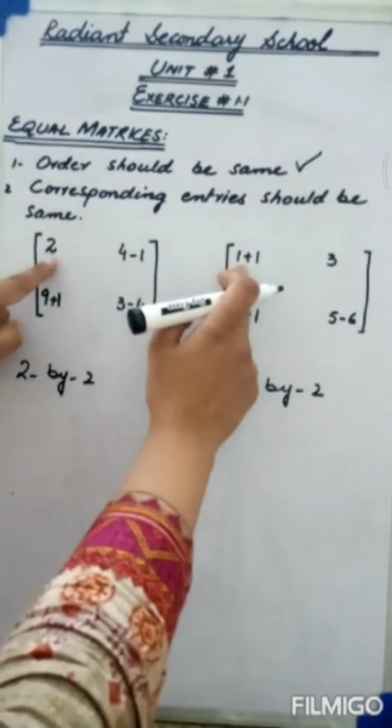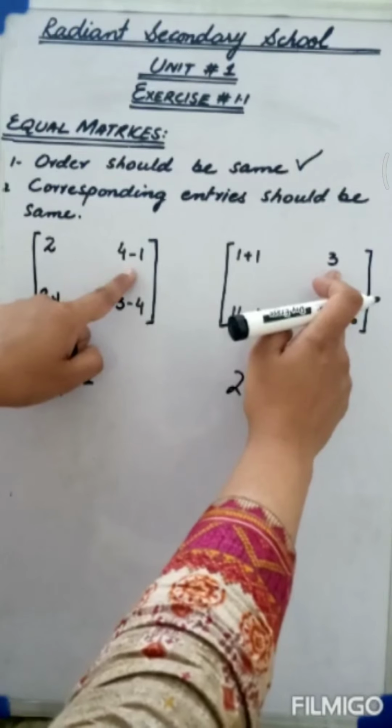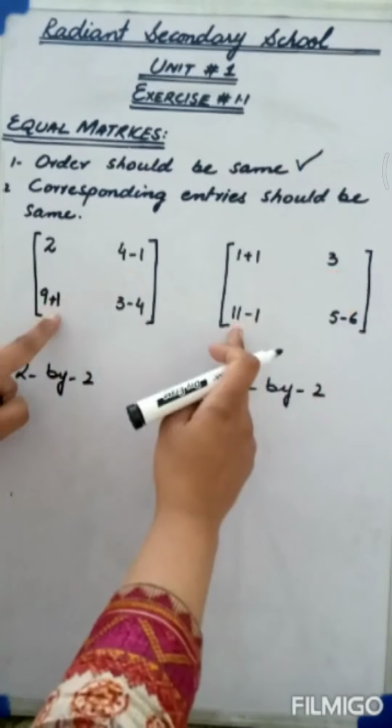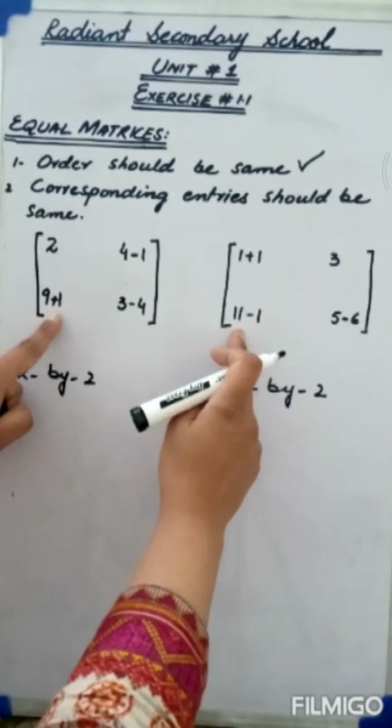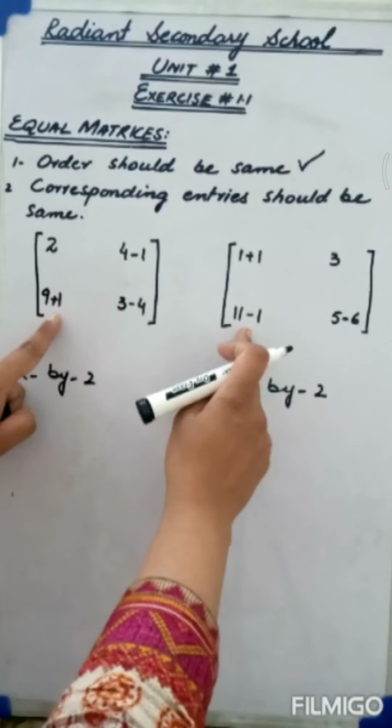So 2 is equal to 2. Next, 4 minus 1 is equal to 3. These two are also equal. Second, 9 plus 1 is equal to 10, and here it is 11 minus 1. It is also equal to 10.